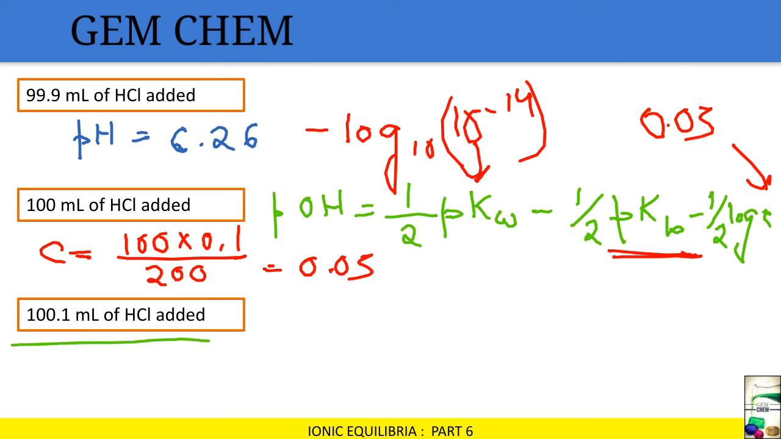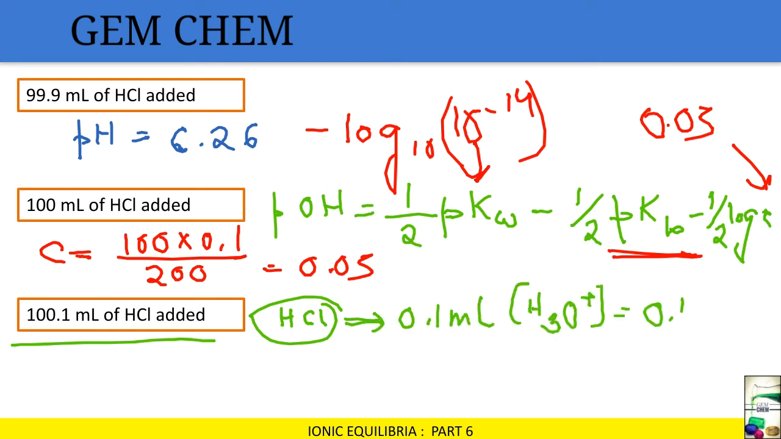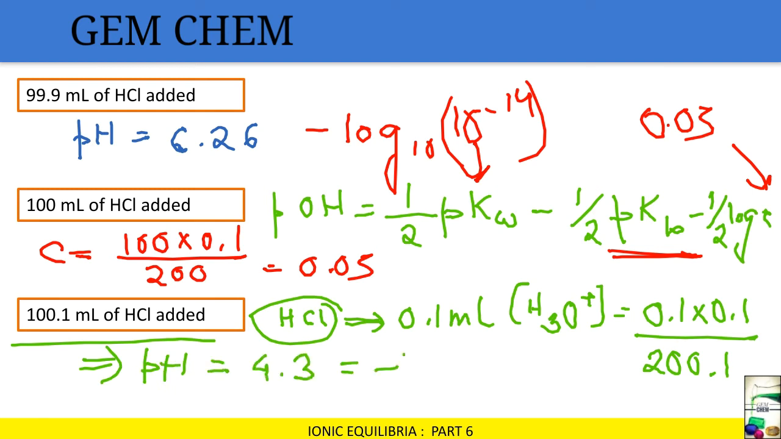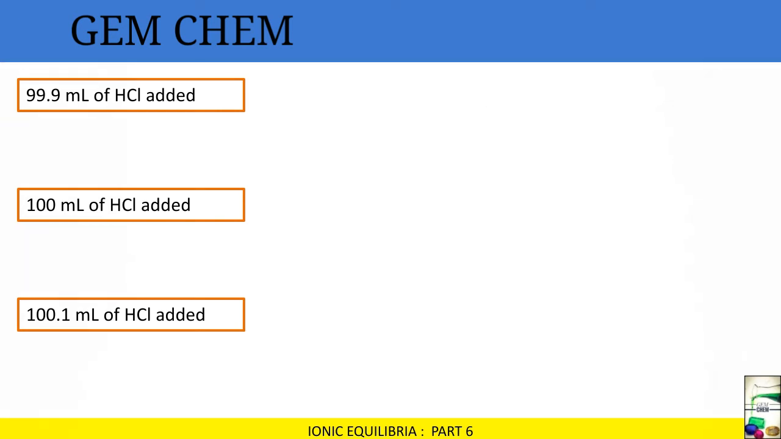Then we will go for 100.1 ml. So here what is in excess? Here HCl is in excess, and how much excess? 0.1 ml. So the concentration of H3O plus here is 0.1 into 0.1 divided by the total volume, which is 200.1, and here the pH comes to be about 4.3. Direct calculation, minus log of H3O plus concentration, right?